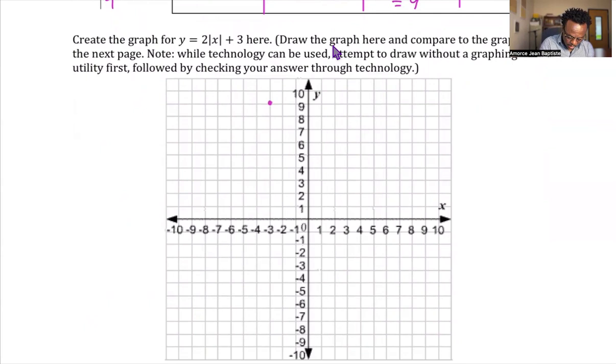x equals -2, 7. -1, 5. 0, 3. 1, 5. 2, 7, and 3, 9.